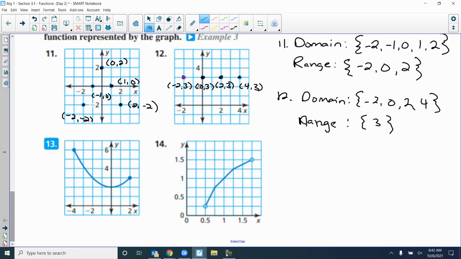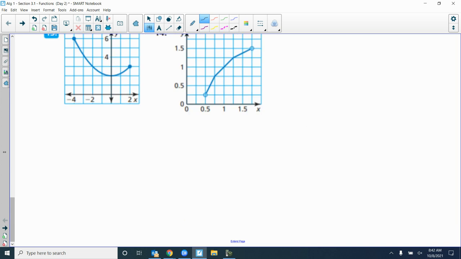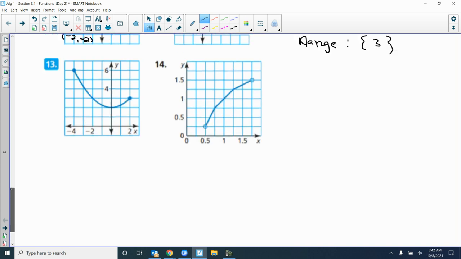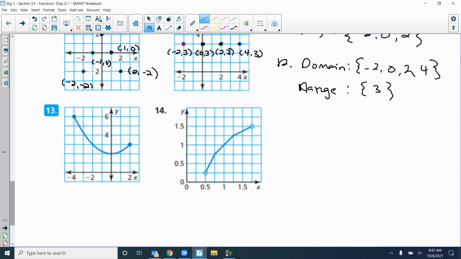All right, now 13. All right, this is different. These are individual points. If they're individual points, then individual numbers will be your domain and range. But now I got more than just individual points. Here's how you do your domain. You want the x value, the furthest x value on the left, which would be right here. I'm going to write the whole point. It's -4, 6.